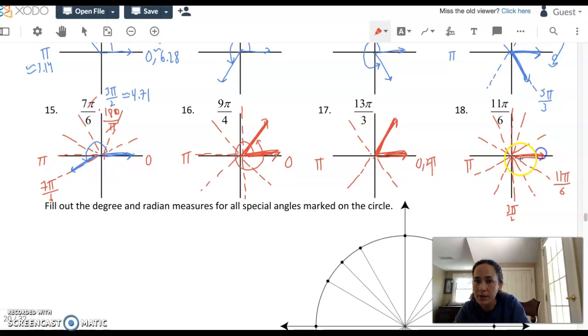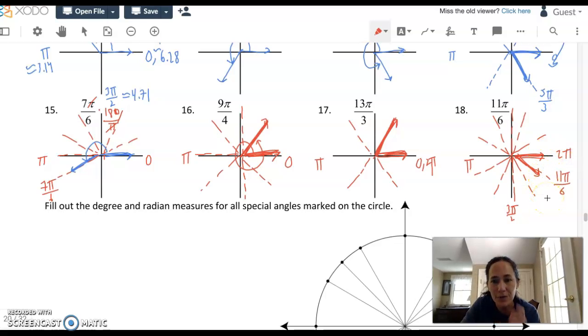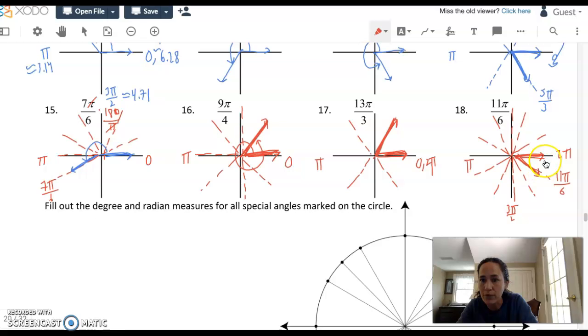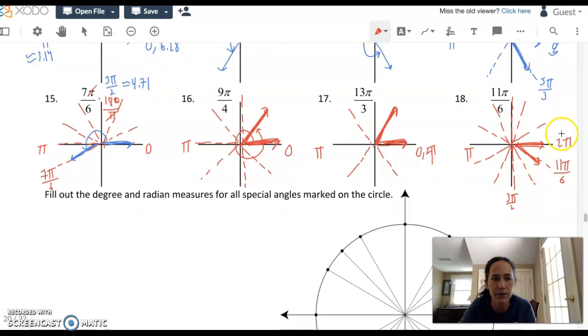In some of these, maybe I could have taken a hint by looking at it for starters. If I was at a full 12 pi over 6, I would have been all the way full circle around to 2 pi. That's 12 pi over 6. So we're just coming back a sixth. And if you're already thinking reference angles, that's going to help us in tomorrow's lesson. 11 pi over 6 has a reference angle of just 30 degrees, or just pi over 6. But I'll leave that for the next time.